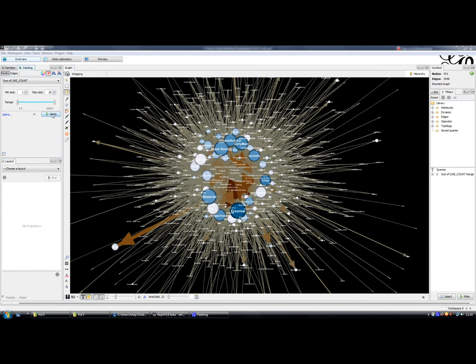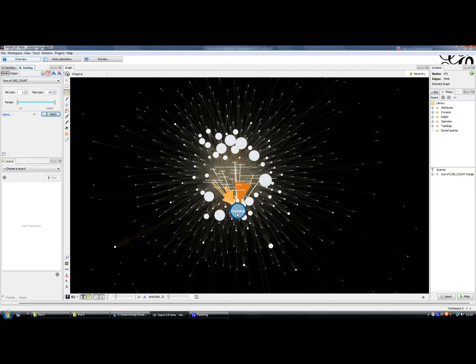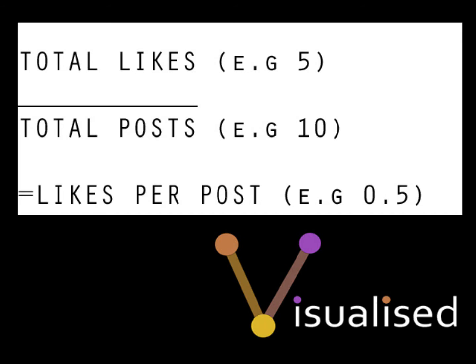I'll change the size of the nodes to reflect the number of likes. You probably think you've missed it. There's very little difference between this view and the previous one. The people who've written the most forum posts have the highest number of likes. There's no surprises there. So this got me thinking it couldn't be that simple.